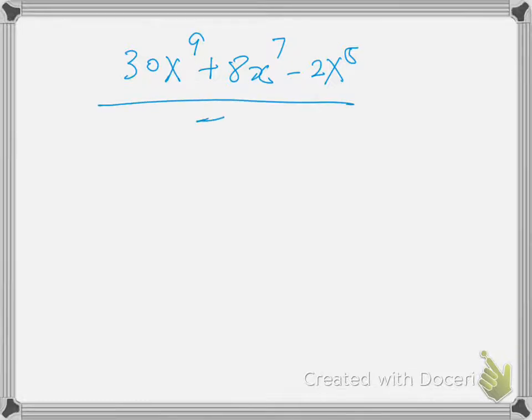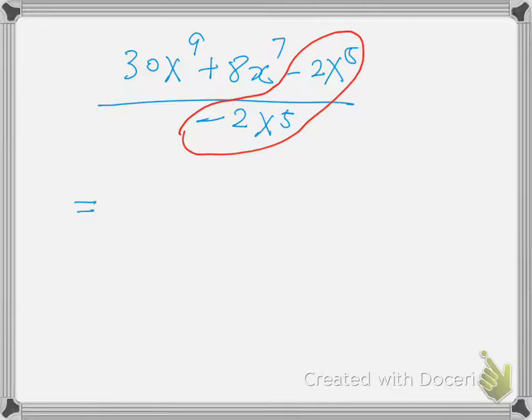Another division question. 30x to the 9th plus 8x to the 7th minus 2x to the 5th power divided by negative 2x to the 5th power. So the most important part of this division is the last piece. Negative 2x to the 5th divided by negative 2x to the 5th.